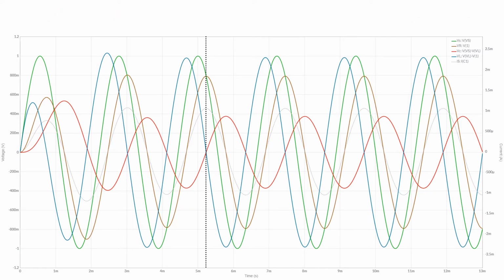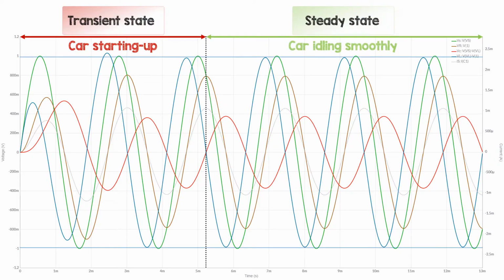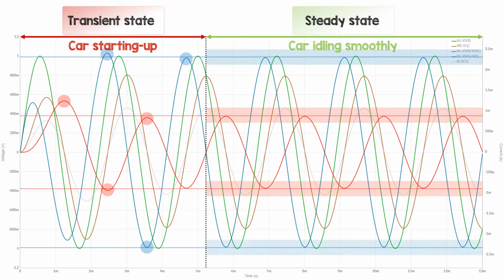Now, steady state versus transient state. Transient state is like when you start your car up, and the steady state is when your car is idling smoothly. Phasors are for the steady state. You can see these circles which show where the voltages at the transient part, where we just start our circuit, don't match the steady state.